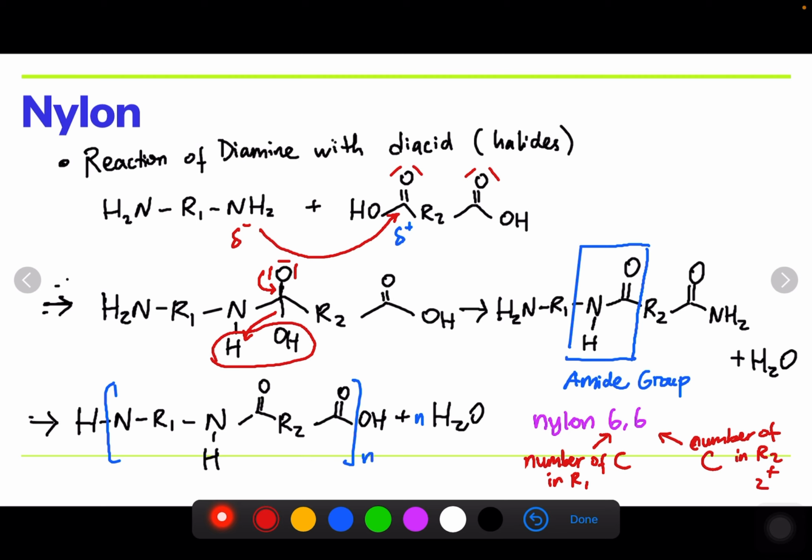And of course, because this only releases water, we need to evaporate the water to remove it. And this can also be applied if you change the OH with Cl, like the previous polyester. So this can be switched with Cl.